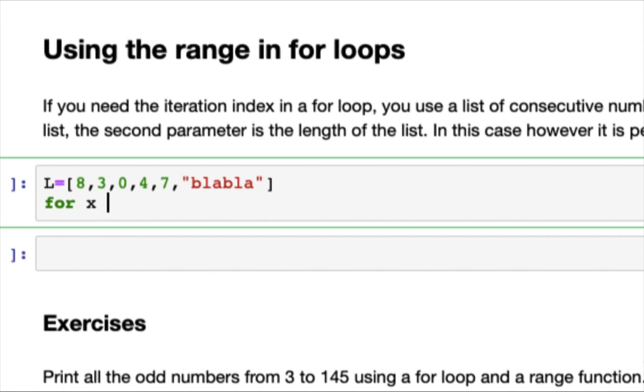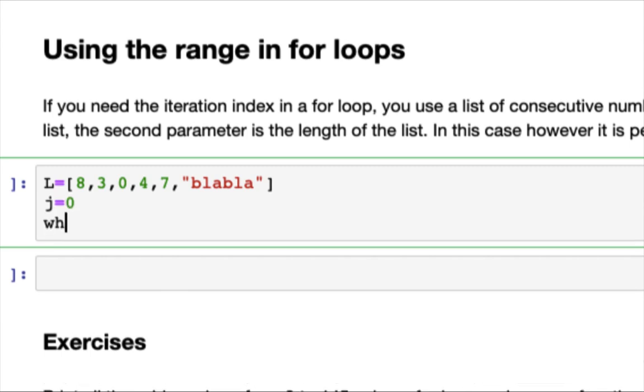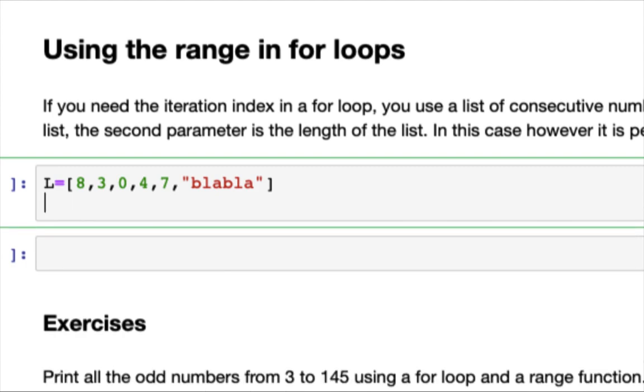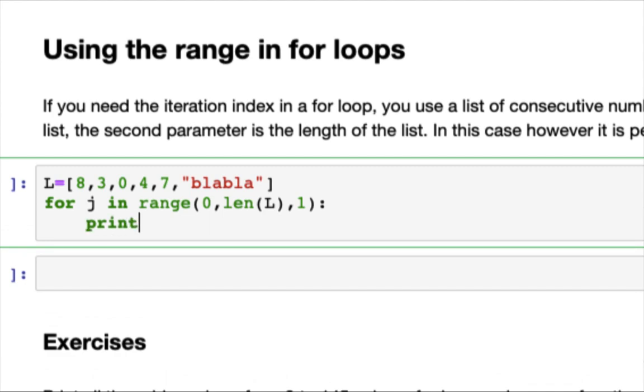For some reasons, you want the iteration index. You can use the while: if you want the iteration index, you can set j equal to 0, while j is smaller than the length of the list, do etc. But if you want to do both, so you need the iteration index and you want to use a for loop: for j in range, start from 0, which is the first element of the list. Go up to the last element of the list, so you write len of L, which is 6 in this case. So you will arrive up to 5 with steps of 1. Print, not j obviously, but L of j.